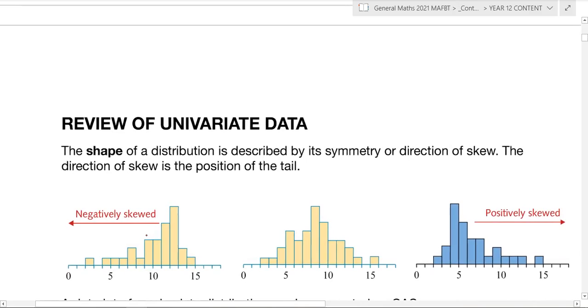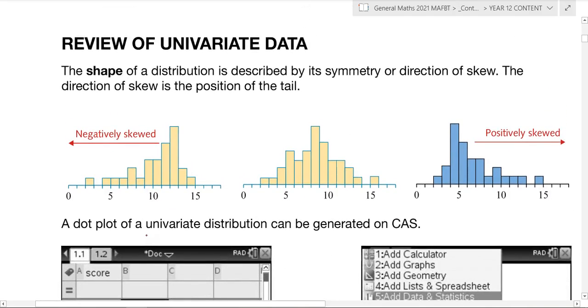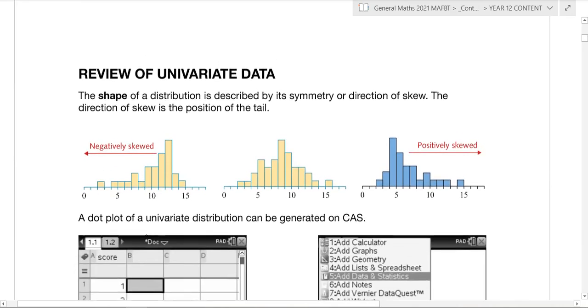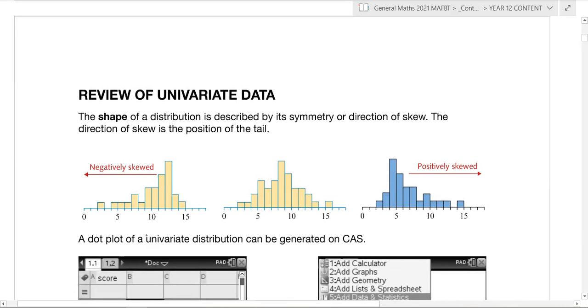We're going to start with a review of univariate data. If you've forgotten what that refers to, it's data that involves only one variable. We started this in chapter 2 of Year 11 this year in term 1. You've got different types of graphs that can represent univariate data, but remember it's all pertaining to just one variable. We also learned about types of data for univariate. So you've got numerical and categorical data.